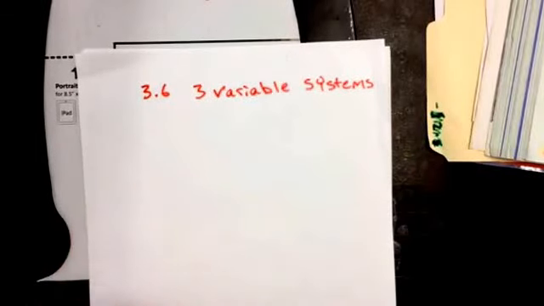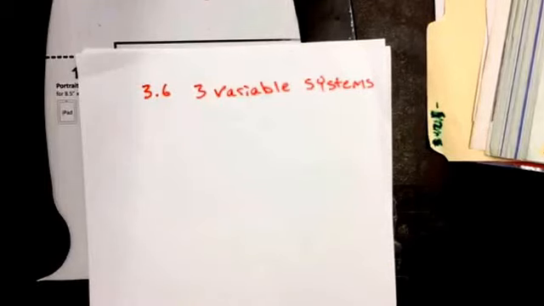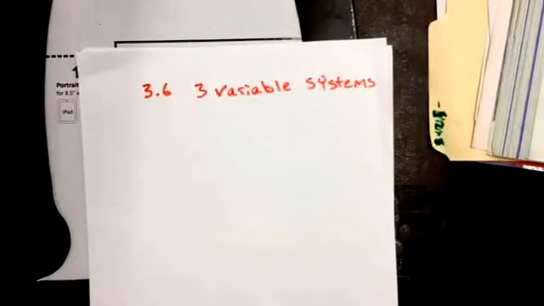All right, today I'm going to talk about 3.6, which is three variable systems. What I want you to bring to me in class is the list of steps that you have to go through. So bring me a list of the steps. I'm going to put them all down during this video so you will get them through the video. You need to turn in as an assignment the list of steps.